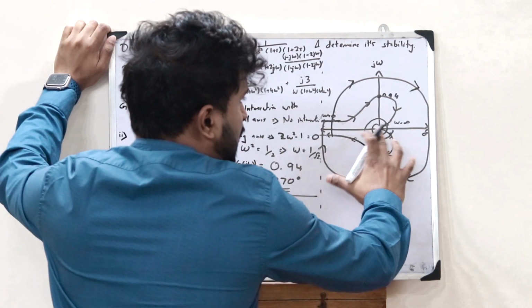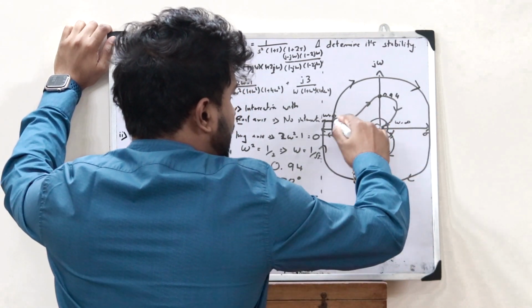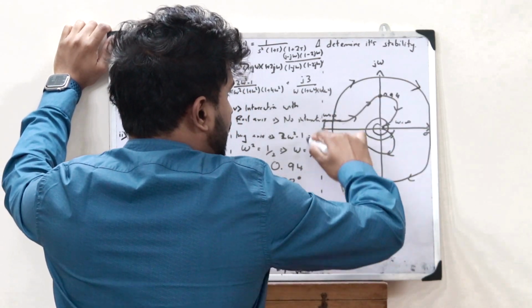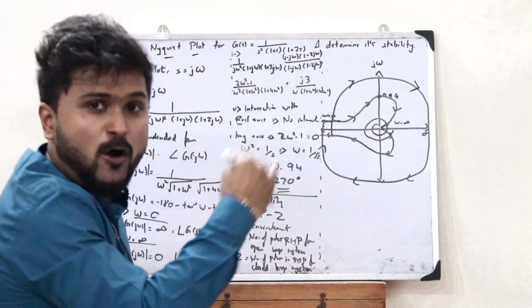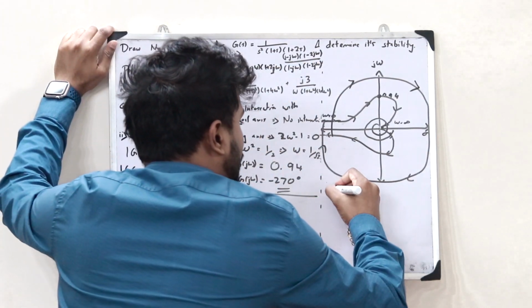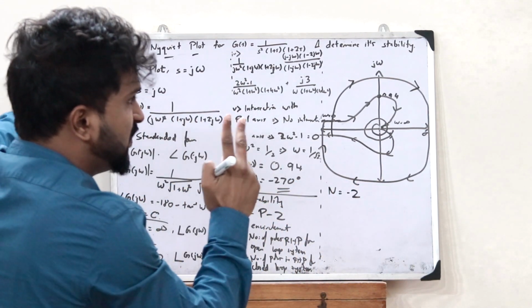So here in this particular plot, what we observe is that we have one encirclement like this, and here we have another encirclement like this, but both of these encirclements are in the clockwise direction. So therefore the value of n is taken as n is equal to minus 2, since we have two encirclements in the clockwise direction.